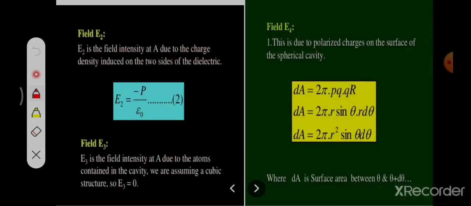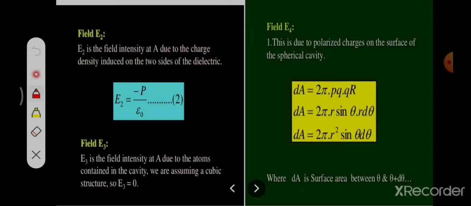Coming to field E2. E2 is the field intensity at capital A. It is due to the charge density induced on the two sides of the dielectric. E2 is equal to minus P whole divided by epsilon naught. Consider it as second equation. E3 is the field intensity at capital A due to the atoms contained in the cavity. We are assuming a cubic structure. So, E3 is equal to 0.